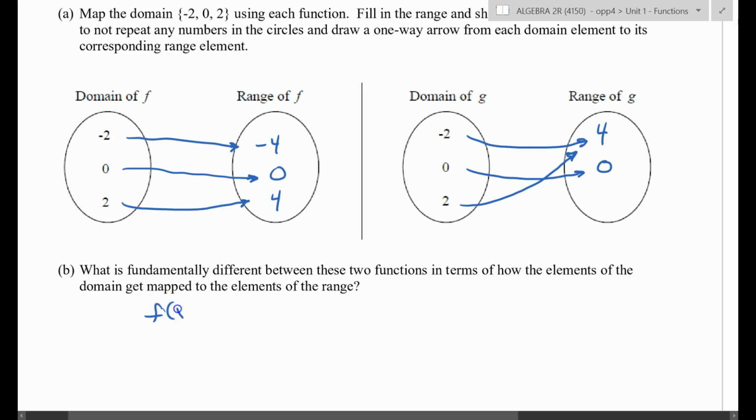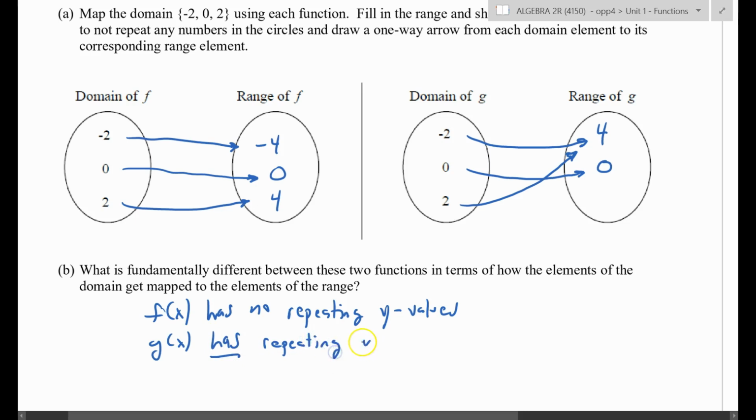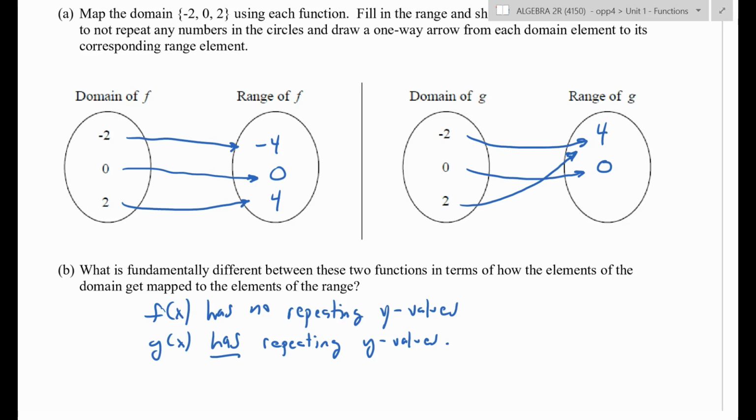F of x has no repeating y values. G of x has repeating y values. Right? G of x has repeating y values. And so that's a bit of a problem. We got to figure out what that means.